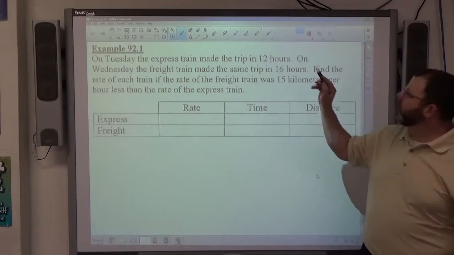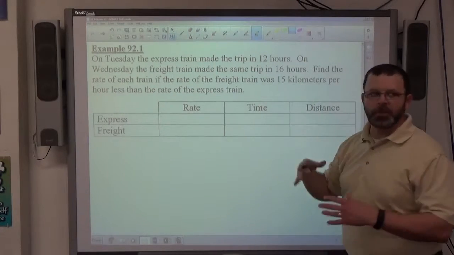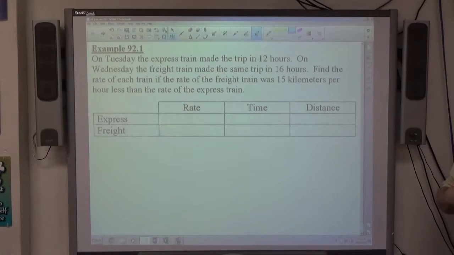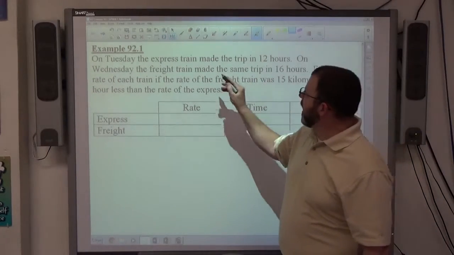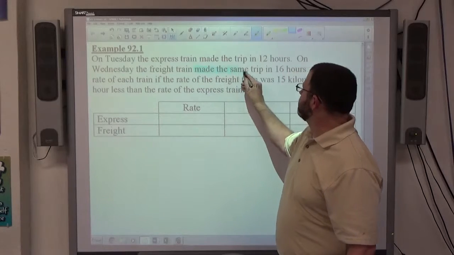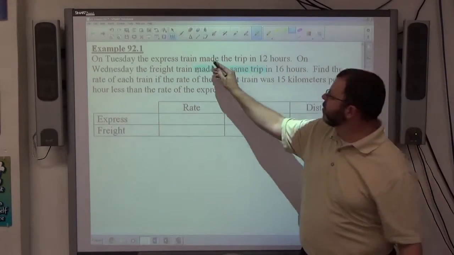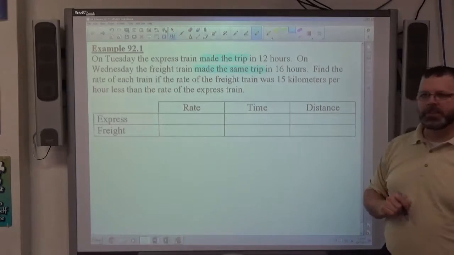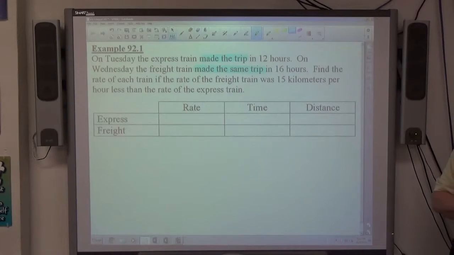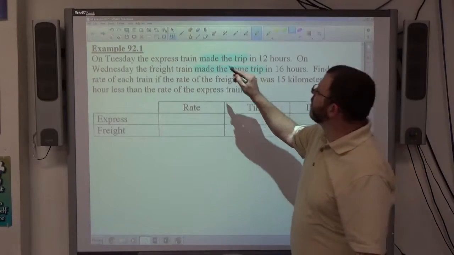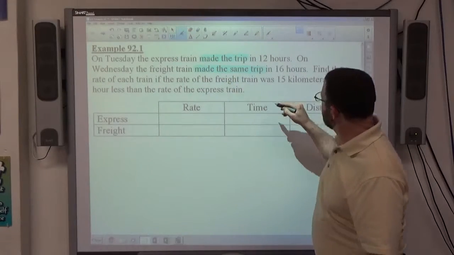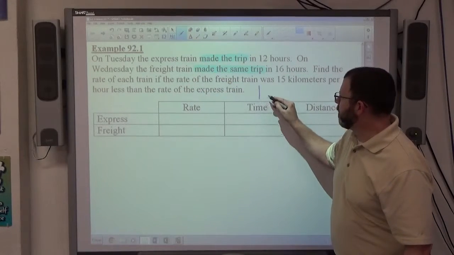So what I want to do is start looking for some terminology in the problems that helps us to establish that that's happening. And the words that make that happen here is "made the same trip." The express train made the trip. The freight train made the same trip. If you make the same trip, that means you're going the same place, from point A to point B. So if I'm drawing a picture of what that looks like, here's what my picture is going to look like every time I draw it.